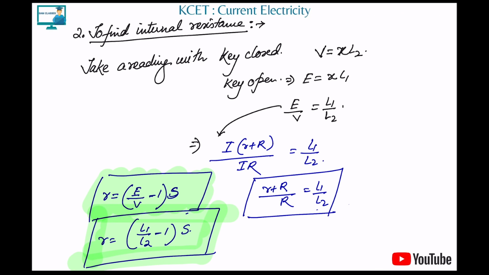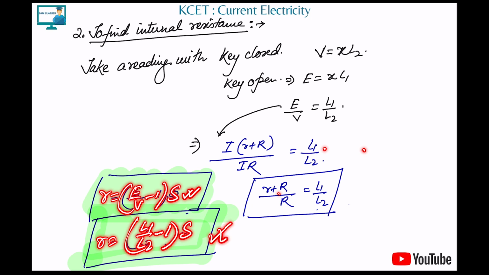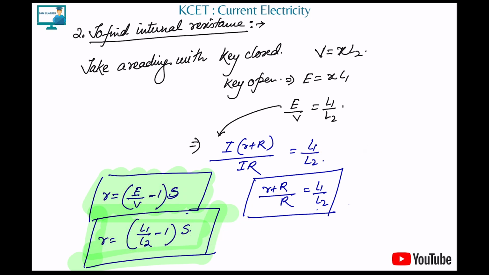Next, to find the internal resistance, directly you need the formula. You can use this formula: r is equal to (small E by V minus 1) into S. You can also use it in terms of length; E by V can also be written as L1 by L2, so r is (L1 by L2 minus 1) into S. That's it. So the whole chapter on current we have covered this much only.